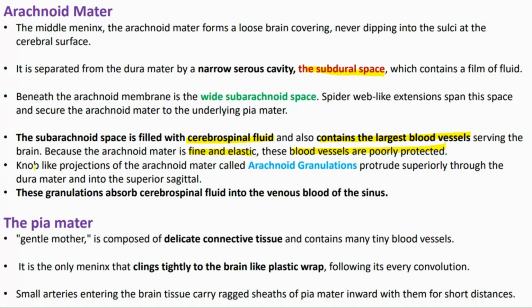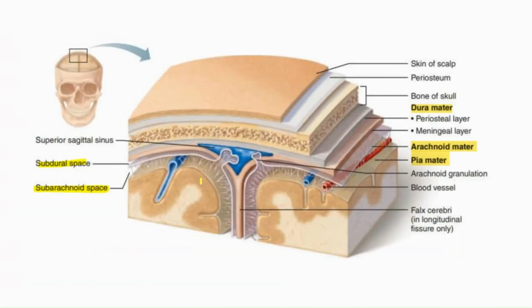So this is for the space. Again, we have projections of the arachnoid matter called the arachnoid granulations. These protrude superiorly through the dura mater and into the superior sagittal sinus. Again, we will see them here.